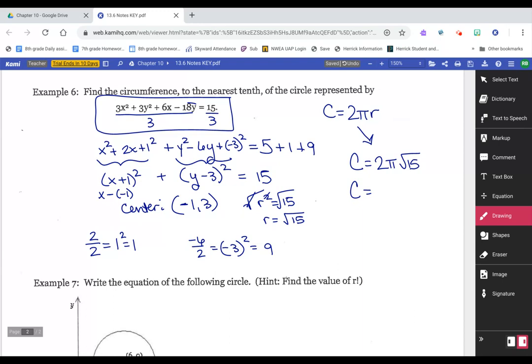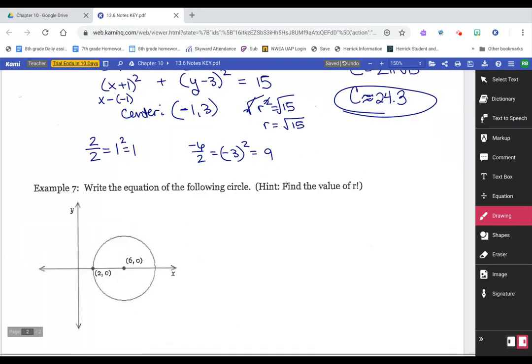If they ask you to round, let's say round to the nearest tenth, you would plug that into your calculator and you would get, it's approximately 24.3, depending on how they ask you. So this specifically said round to the nearest tenth. We'll give that as our answer, but if it had you leave it in exact terms, you just leave 2 pi root 15.